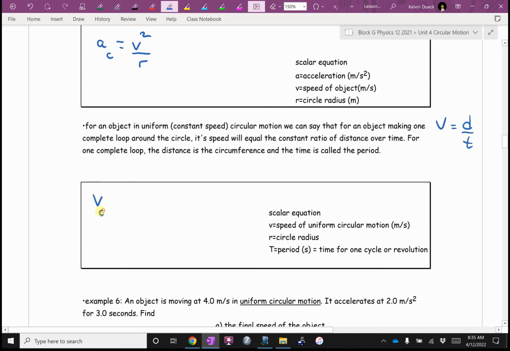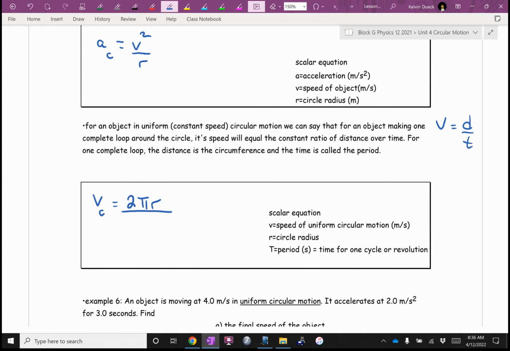If you're moving in a circle, the distance is once around the circle. We call that the circumference. Does anybody know what the equation for the circumference of a circle is? 2 pi r. And here is where Mr. Dewick has been a bad teacher. I appropriated a letter in forces. When we were doing tension, I used a capital letter T in forces, and I really shouldn't have.